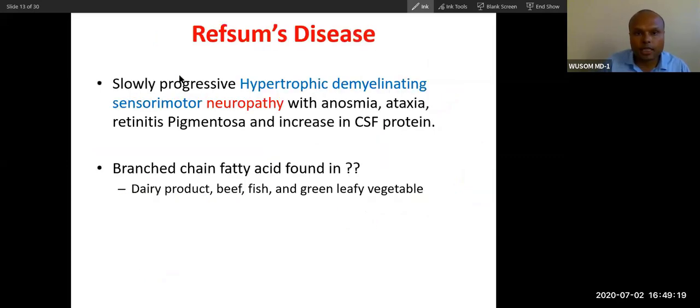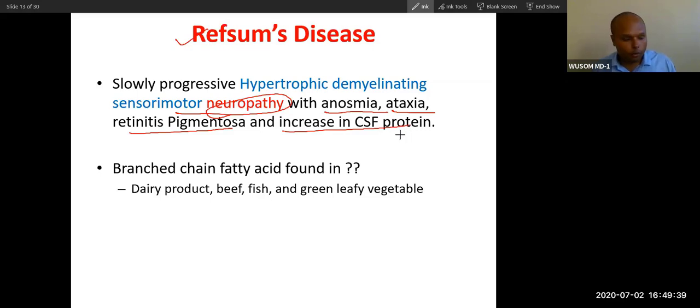So first let's talk about Refsum disease. What is Refsum disease? Refsum disease is called hypertrophic demyelinating sensory neural neuropathy. So it is a neuropathy; peripheral neuropathy will be there. There will be anosmia, ataxia, retinitis pigmentosa, and increased CSF protein. CSF protein will be very high. What is the cause? Let's first talk about the cause.